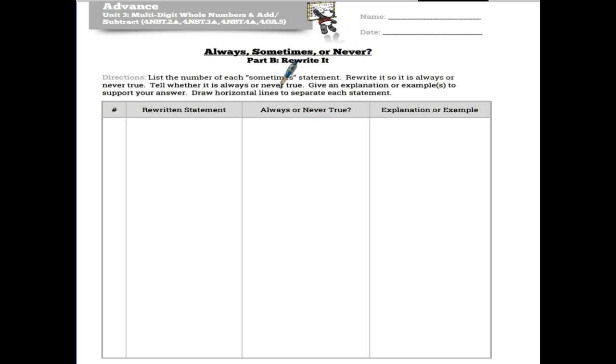List the number of each sometimes statement. Rewrite it so it is always or never true. Tell whether it is always or never true. Give an explanation or examples to support your answer. Draw horizontal lines to separate each statement.